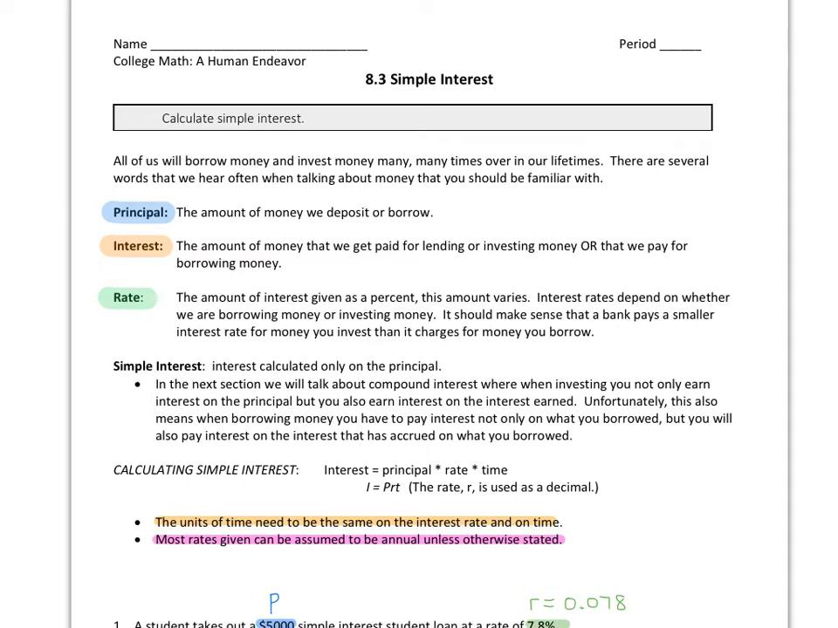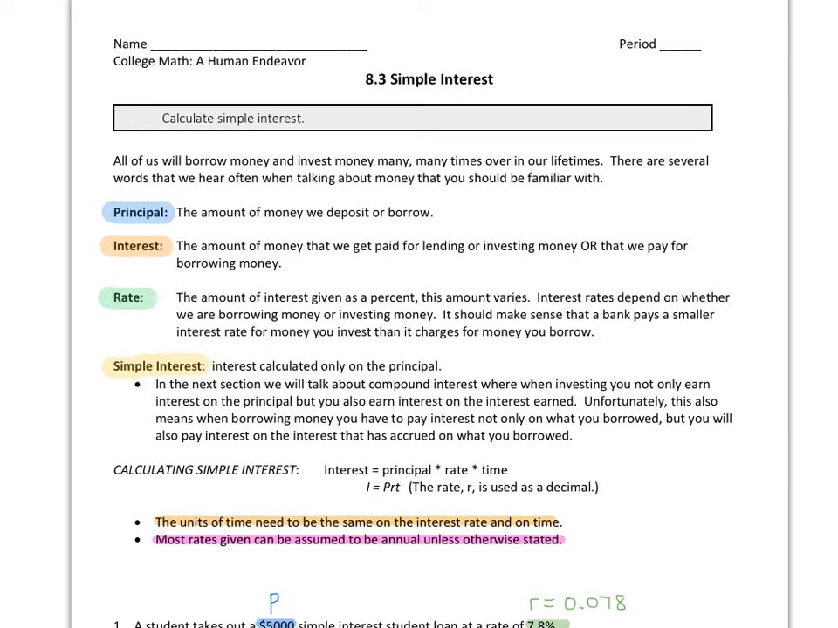Finally, we've got simple interest, and that's what we're going to focus on today. Simple interest is calculated only on the principal. In the next section, we'll talk about compound interest and other aspects. Unfortunately, this also means when borrowing money with compound interest, you have to pay interest not only on what you borrowed, but also on the interest that's accrued. But that's different than simple interest.